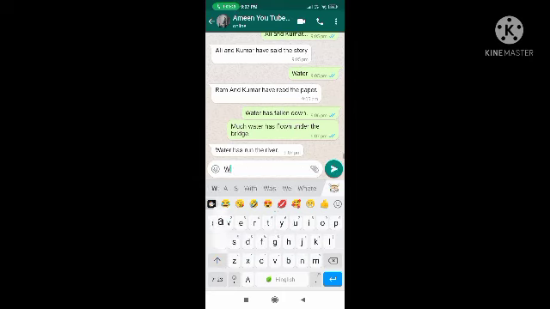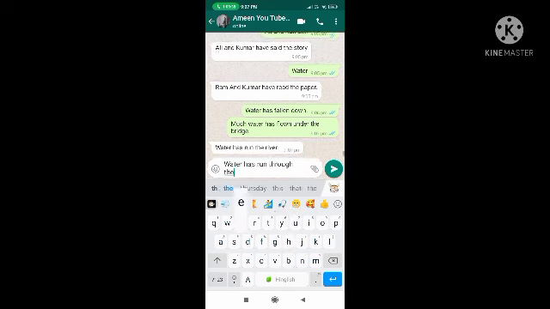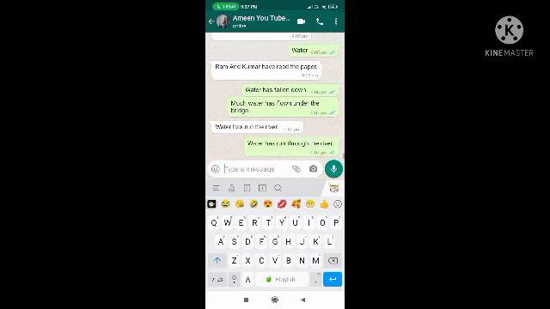Water has... Okay, I will give you one sentence. Water has fallen down. Or water has been spilled. Okay. You can see this is water has fallen down. This is an idiom: much water has flown under the bridge.